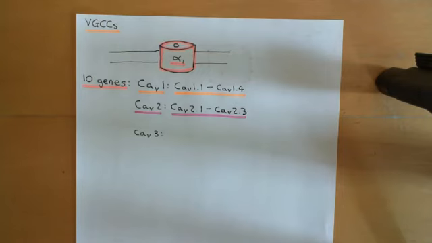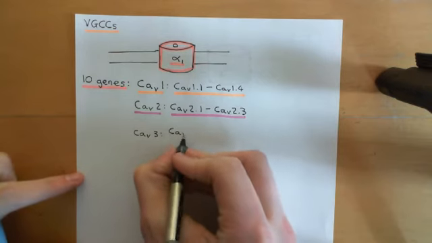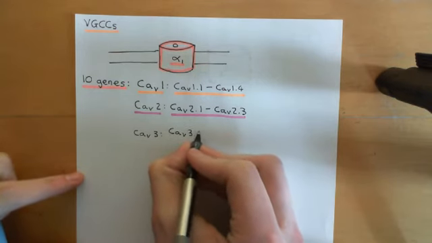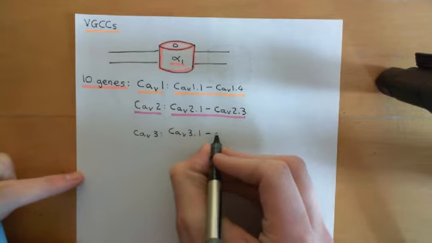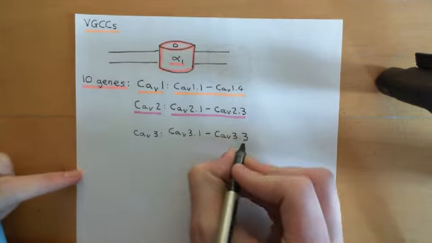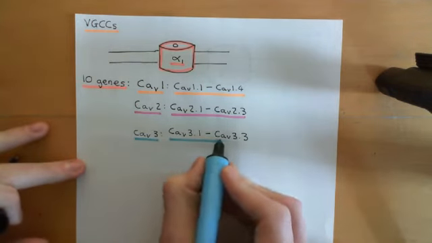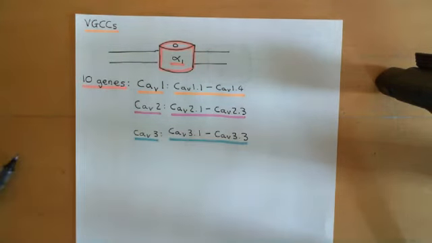Okay. Finally, the CAV3 family, that must also contain 3 members to take us up to the total of 10 genes, and indeed it does, CAV3.1, CAV3.2, and then finally CAV3.3 here. Okay, and I'll underline that family in blue. Okay, right, so there are the 10 genes for alpha-1 subunits of voltage-gated calcium channels arranged into these 3 families.